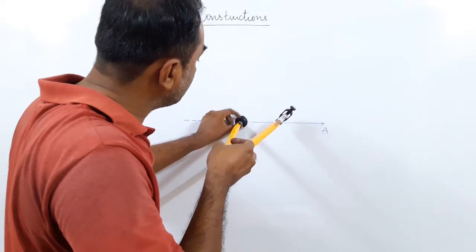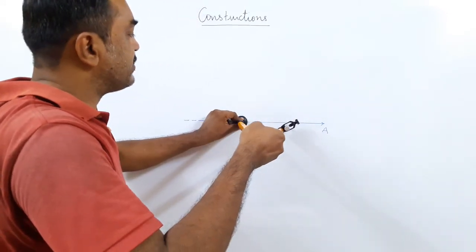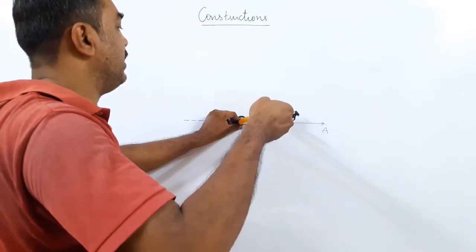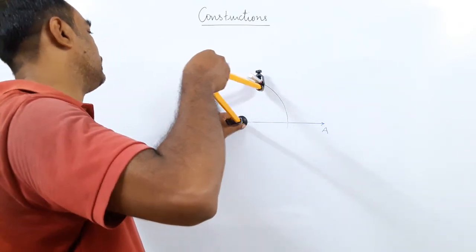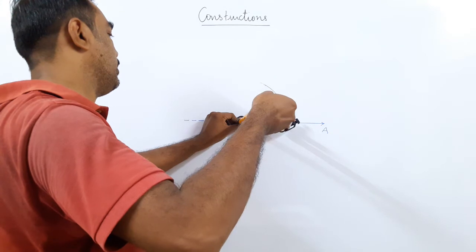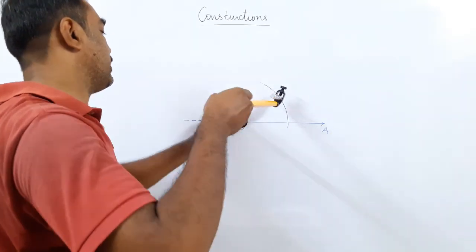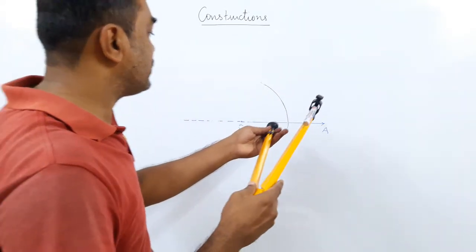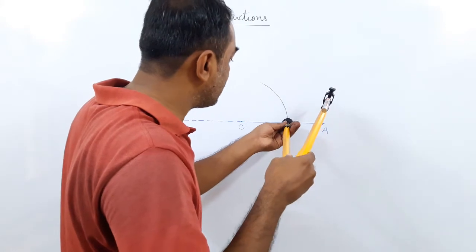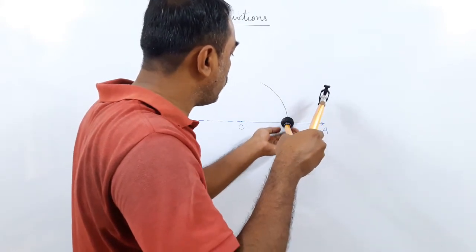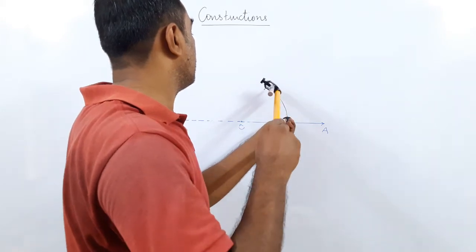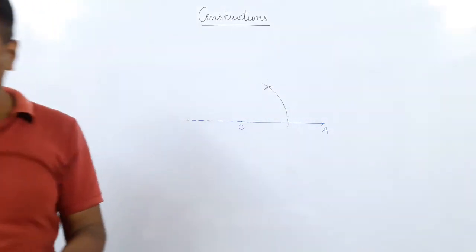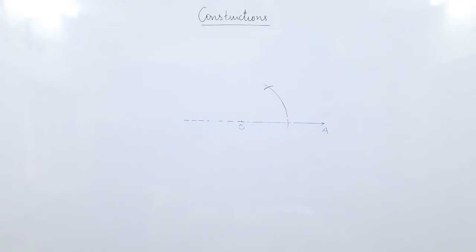So how do we draw 60 degree? Exactly at the center, at any radius, draw an arc. Okay, at any radius, draw an arc. Now, with the same radius, do not change the radius, with the same radius, taking this point as the center, cut this arc. Have you followed what I did? I hope you have followed what I have done here.